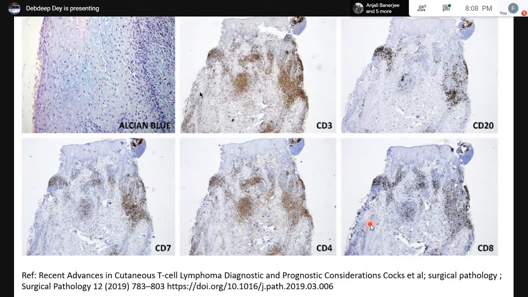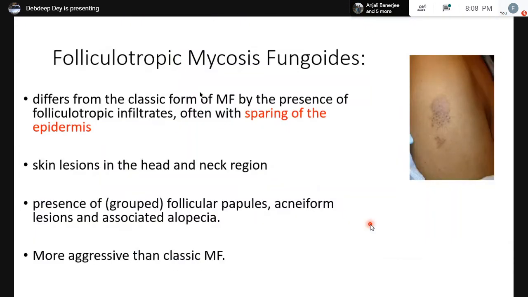So this is a folliculotropic mycosis fungoides, and it differs from the classical form of mycosis fungoides by the presence of folliculotropic infiltrates and sparing of the epidermis. So if you are thinking of mycosis fungoides as always involving the epidermis, you might be mistaken. It mainly occurs as skin lesions in the head and neck region, and grouped follicular papules, acneiform lesions, and associated alopecia are the other presenting features. It is important to diagnose this because it is more aggressive than classical mycosis fungoides.